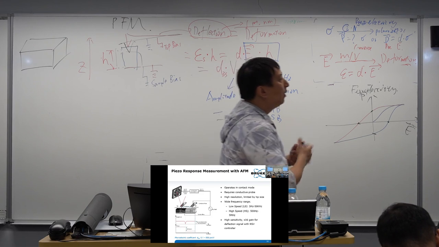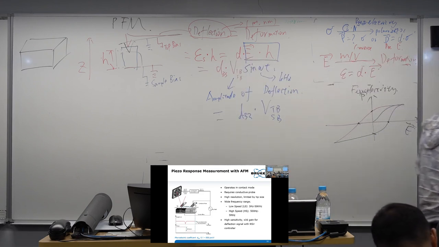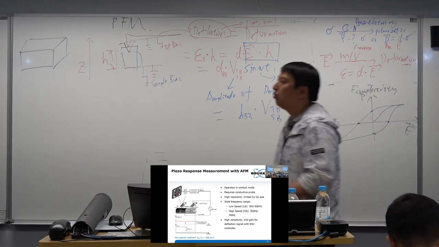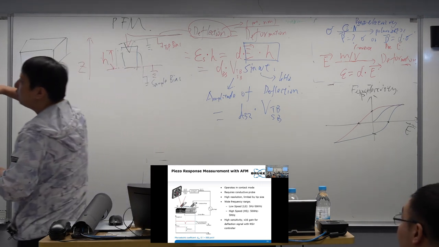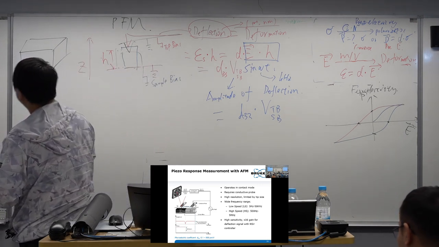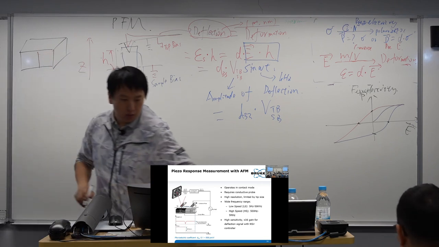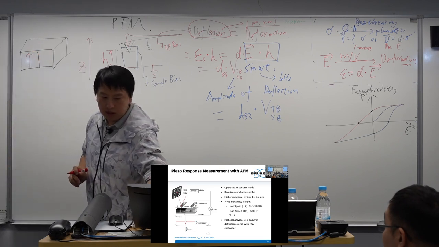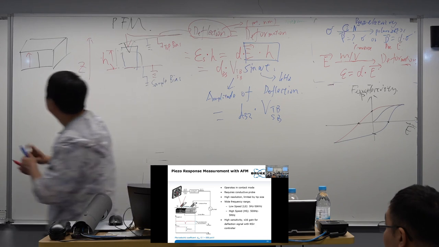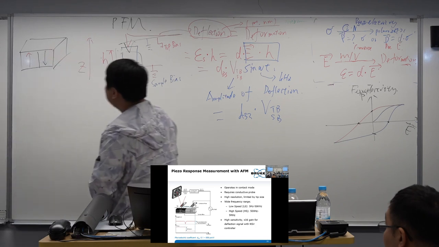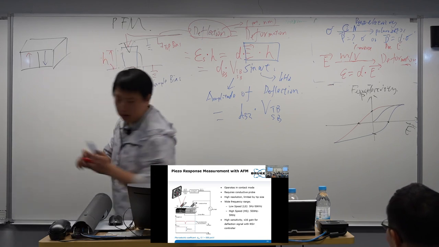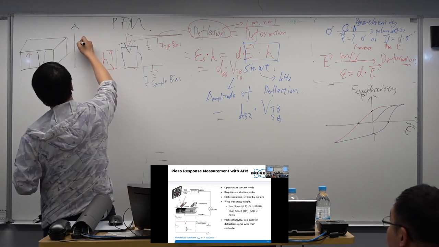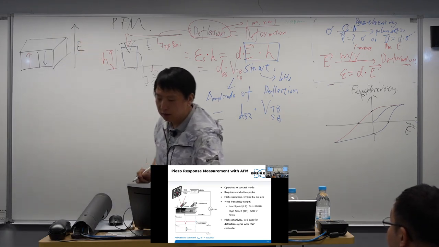So if we have a material that is ferroelectric, and as we said, in principle it should have two solutions, or it should have domains. For example, we have this domain facing up. We have this domain, I'm sorry, I used a blue pen, facing down. And then I apply an electric field in this direction.